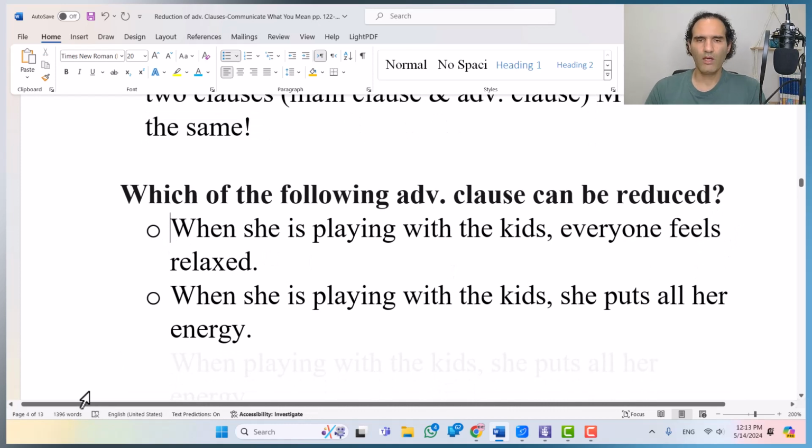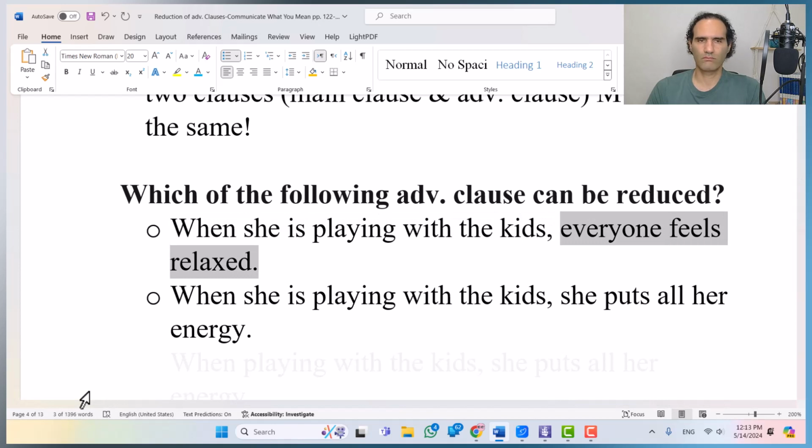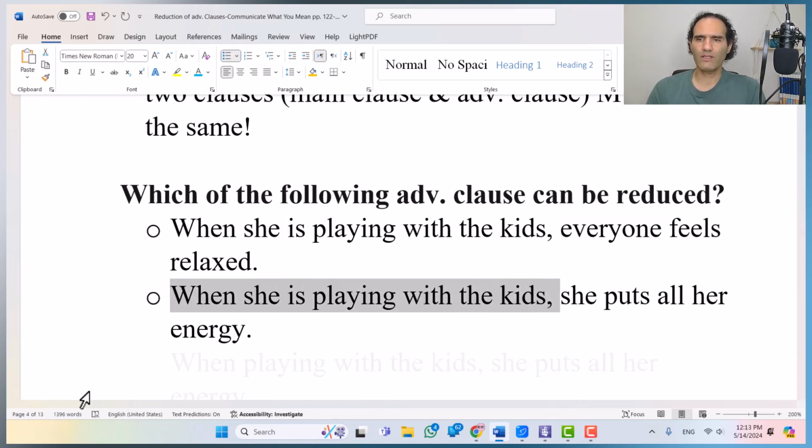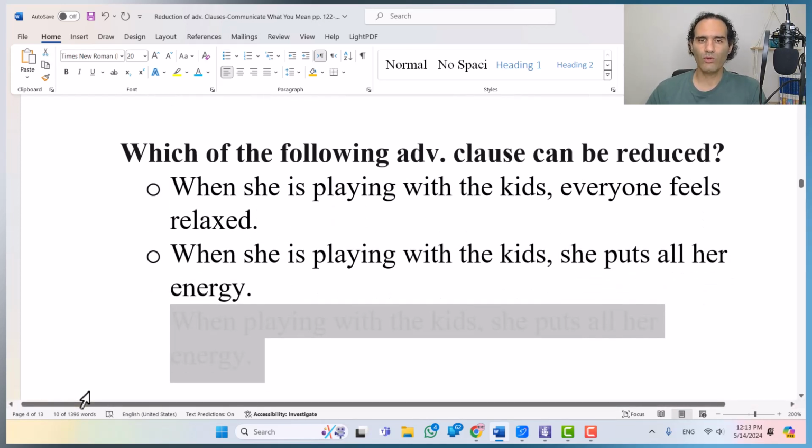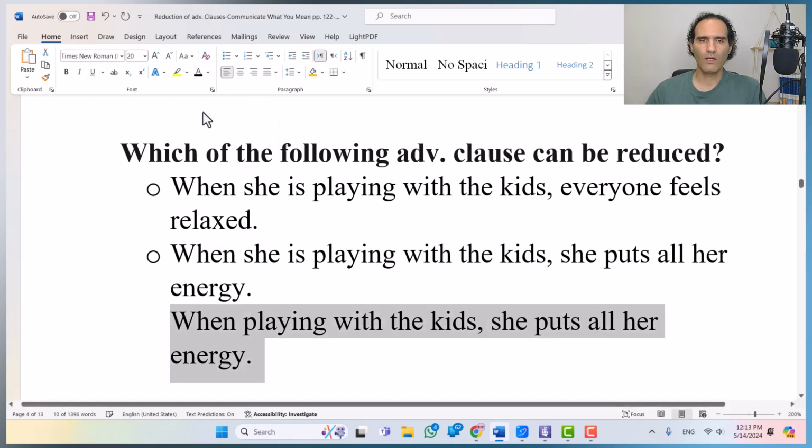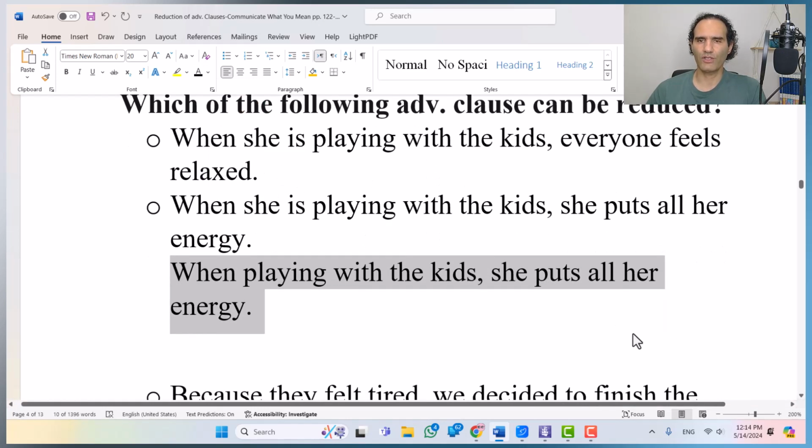For example, when she's playing with the kids, everyone feels relaxed. You cannot reduce it. Why? Everyone? She. Not possible. But what about this one? When she's playing with the kids, she puts all her energy. This one can be reduced. How do we reduce it? Omit the subject, omit the to be, that's all. When playing with the kids, she puts all her energy.